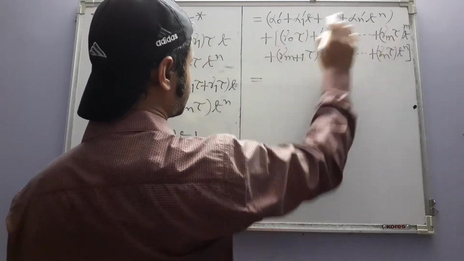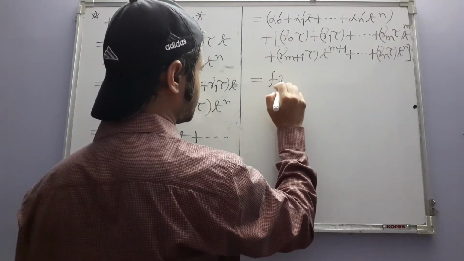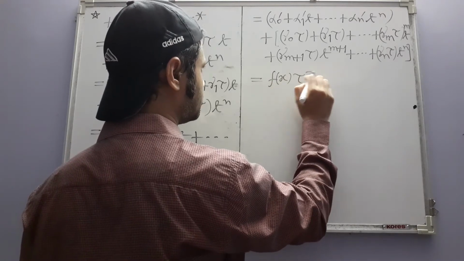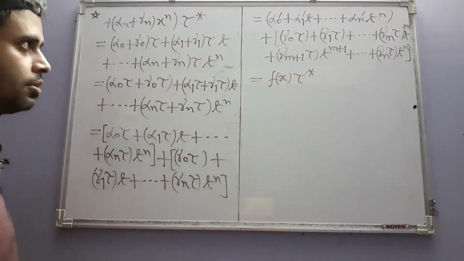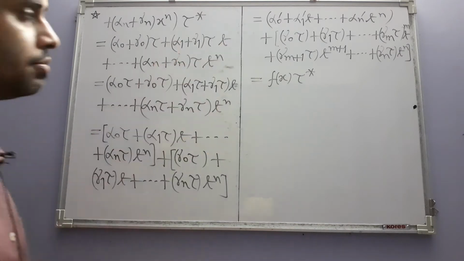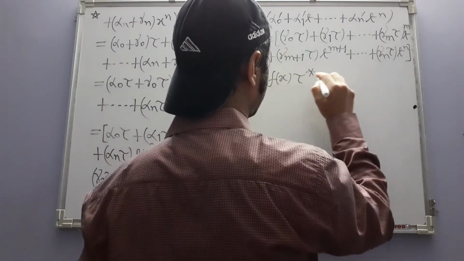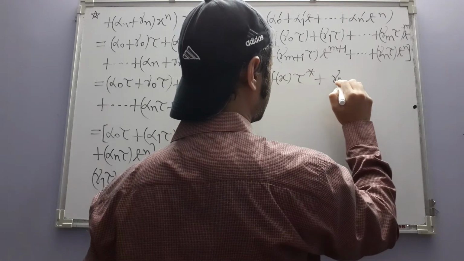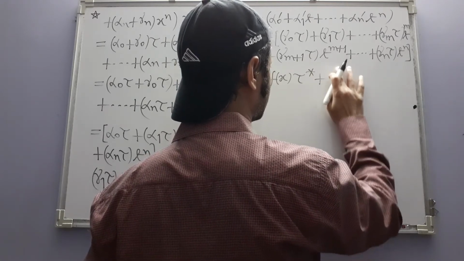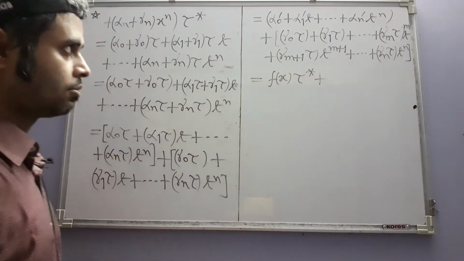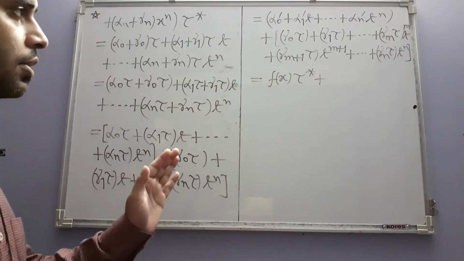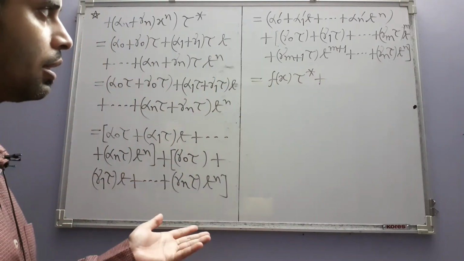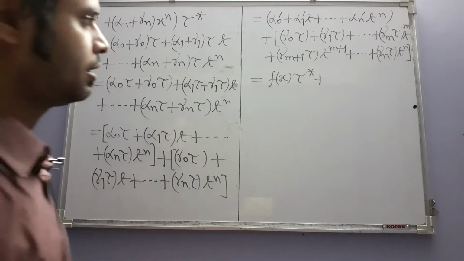What is this first one? This first one is nothing but the tau star image of f(x), and in this second term, the first part is, now when i varies from 0 to m, gamma i is just simply beta i.